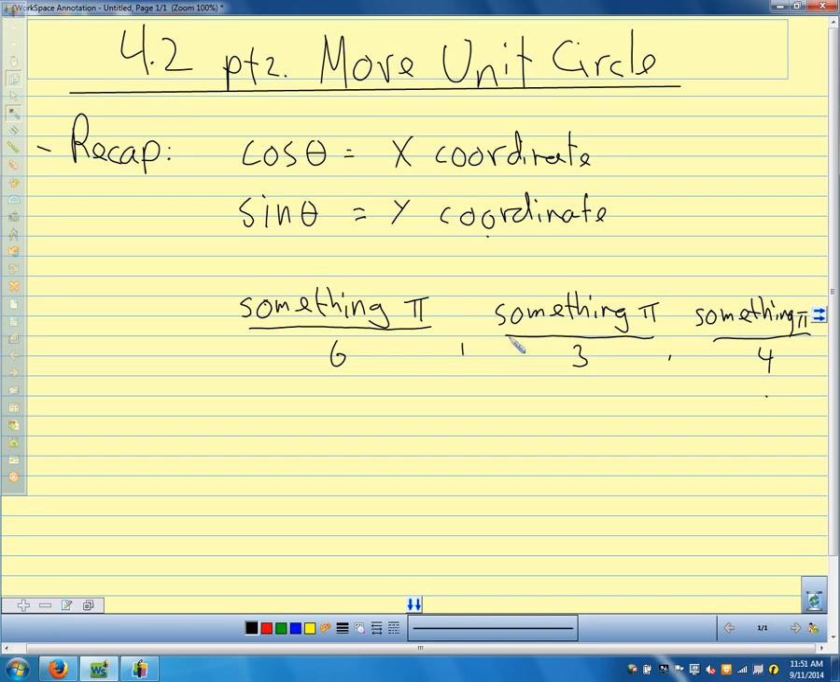So we have our x coordinate, we have our y coordinate. We can find the sine and cosine of any particular number, and the coordinates are associated with the sine and the cosine. So that's really our big picture here. What we want to do today is add a couple of ideas to the unit circle.